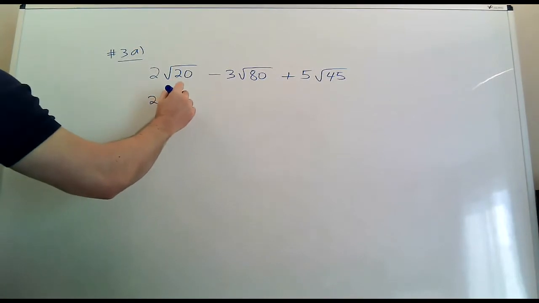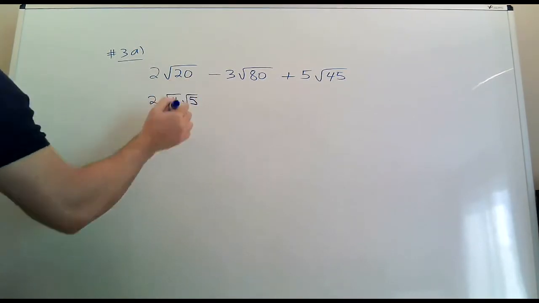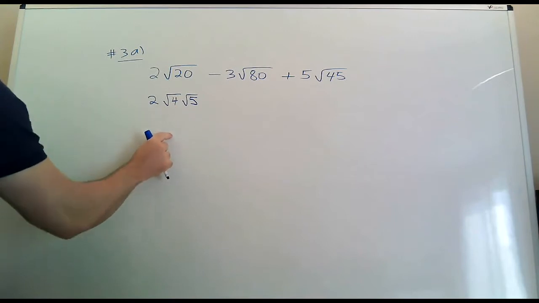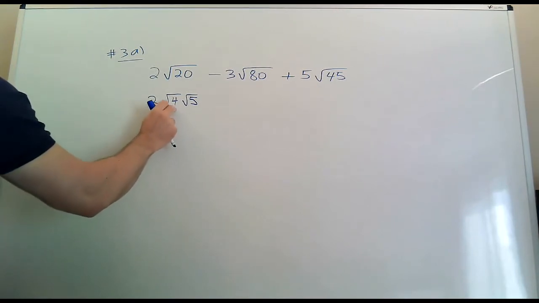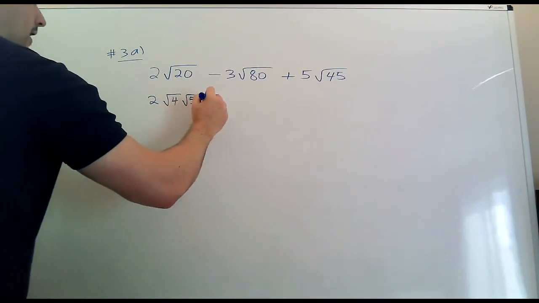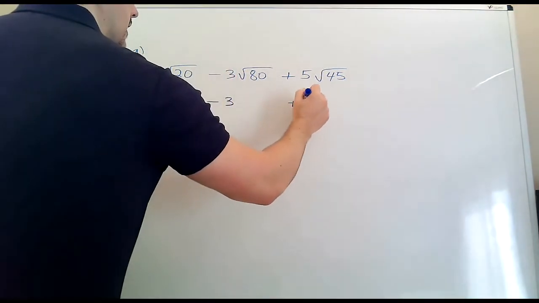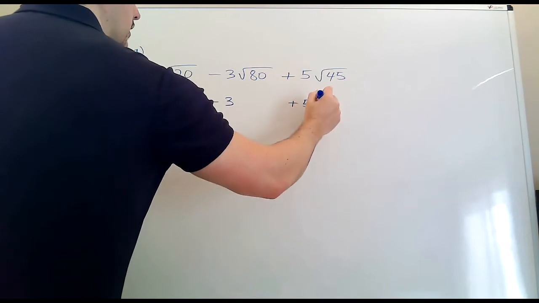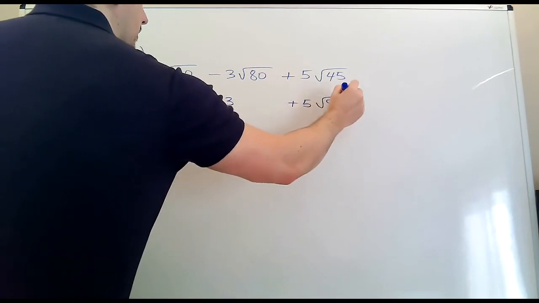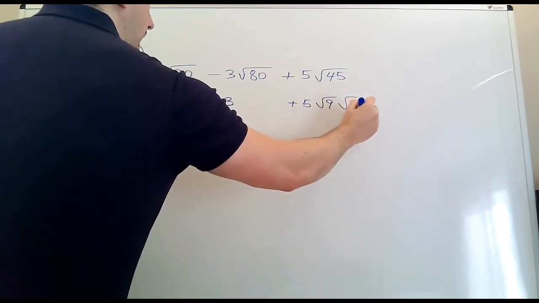Now, 20 has to be 4 and 5. Why? Why not 2 and 10? You need a perfect square to come out of the radical, right? To come out of jail. So you break that down with 4 and 5. Now, 80 can be very tricky. I'm going to leave 80 for a minute. And I'm going to jump over to 45. 45 is going to be 9 and 5. And you should be seeing the pattern here.